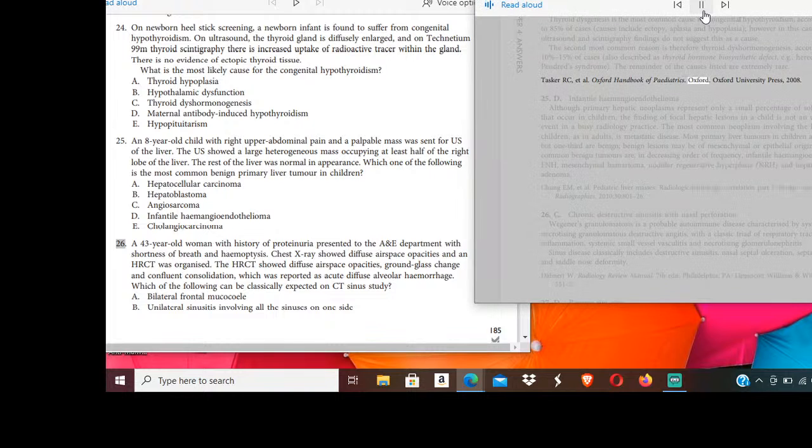Pediatrics. Oxford University Press, 2008. 25. D. Infantile hemangioendothelioma. Although primary hepatic neoplasms represent only a small percentage of solid tumors that occur in children, the finding of focal hepatic lesions in a child is not an uncommon event in a busy radiology practice. The most common neoplasm involving the liver in children, as in adults, is metastatic disease. Most primary liver tumors in children are malignant, but 1/3 are benign. Benign lesions may be of mesenchymal or epithelial origin. The most common benign tumors are, in decreasing order of frequency, infantile hemangioendothelioma, FNH, mesenchymal hamartoma, nodular regenerative hyperplasia, NRH, and hepatocellular adenoma. Chung M. et al. Pediatric liver masses, radiologic pathologic correlation part 1. Benign tumors. Radiographics 2010;30:801-26.